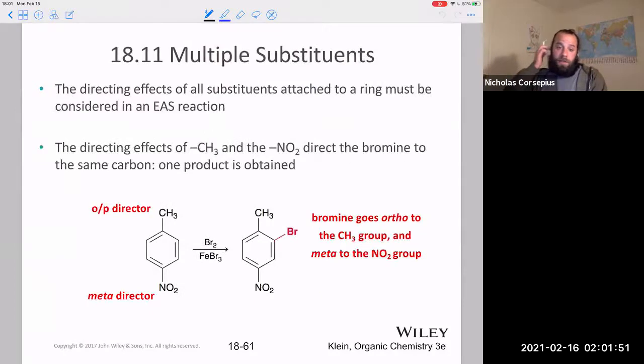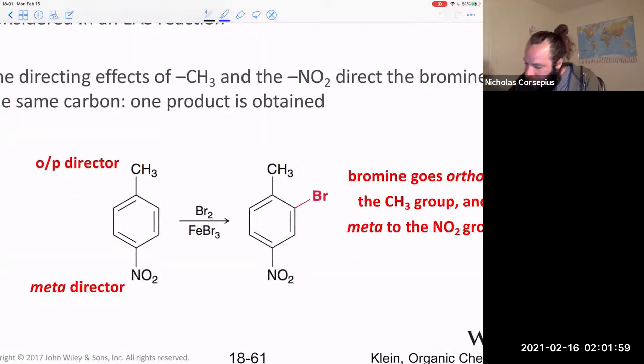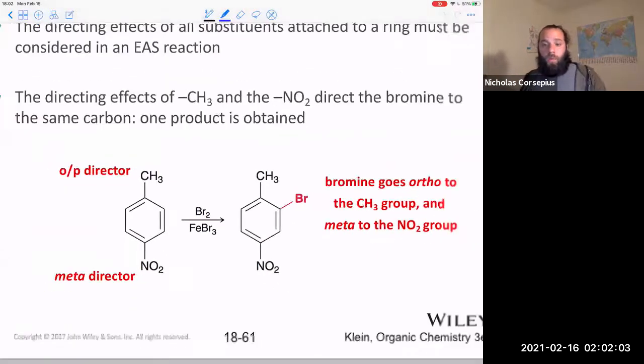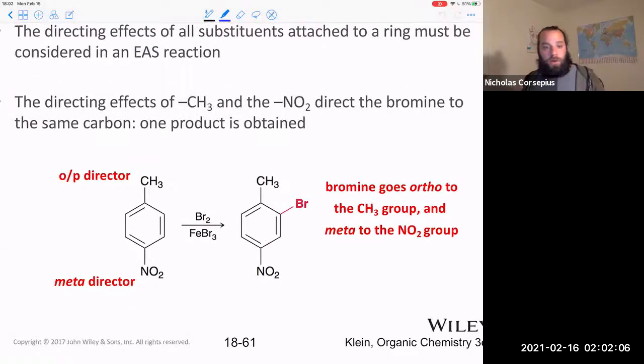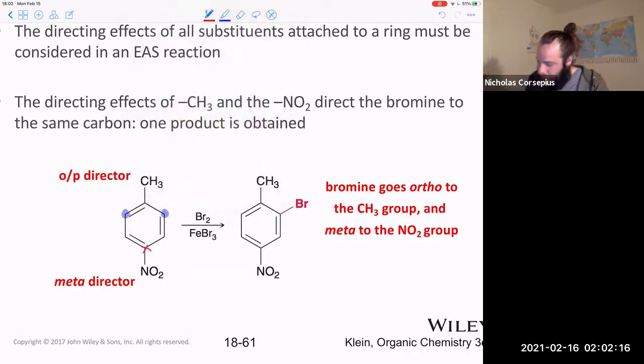Another consideration is, what if we have multiple substituents already? Okay, so let's just take a look at this example here. What's going to happen? You just have to consider what your different groups are, right? So for the methyl group, I know that that's going to be an ortho as well as para-director, but the para position's already full, so can't do anything about that, right?